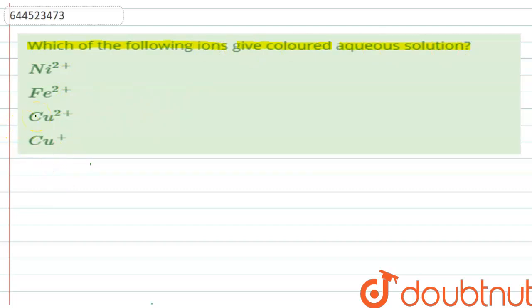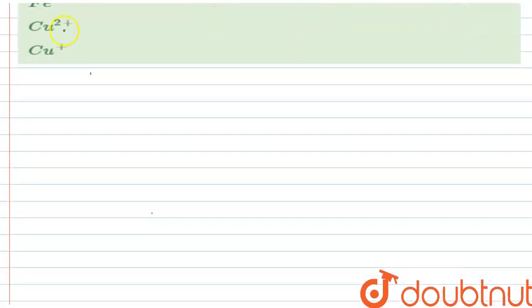So in this question, first of all, we need to understand why some of the transition metal ions give colored compounds. Okay, so let us find out the reason for this particular question. Some of the transition metal ions give colored compounds because they have incomplete n-1 d subshell, which means they have unpaired electrons left in d subshell.